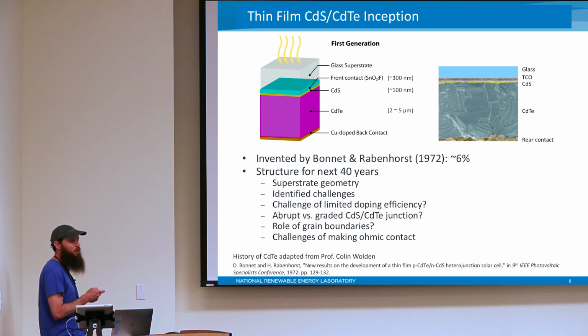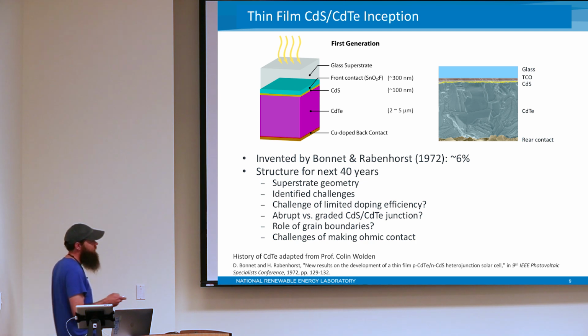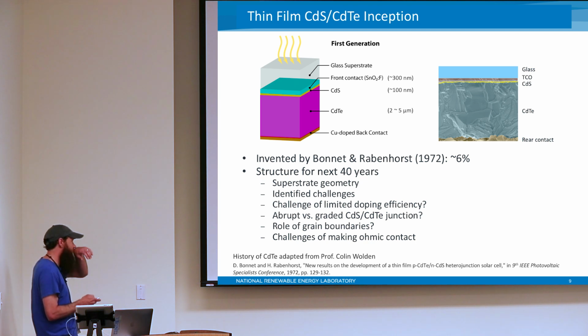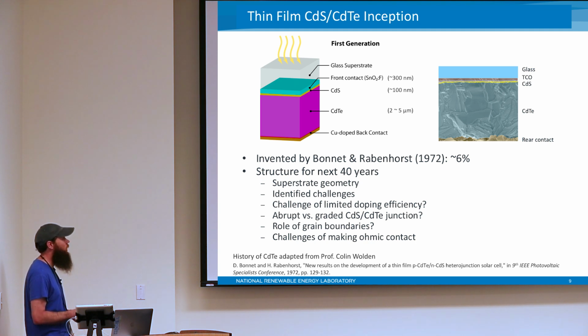So it's using the standard thin film structure where we're growing on glass. We're using a transparent conductor, tin oxide being the dominant one, and then the emitter layer is cadmium sulfide, the absorber is CadTel, and then there's a back contact. So this structure started out at a relatively low efficiency, and this early work identified a lot of the challenges that the community was working on.